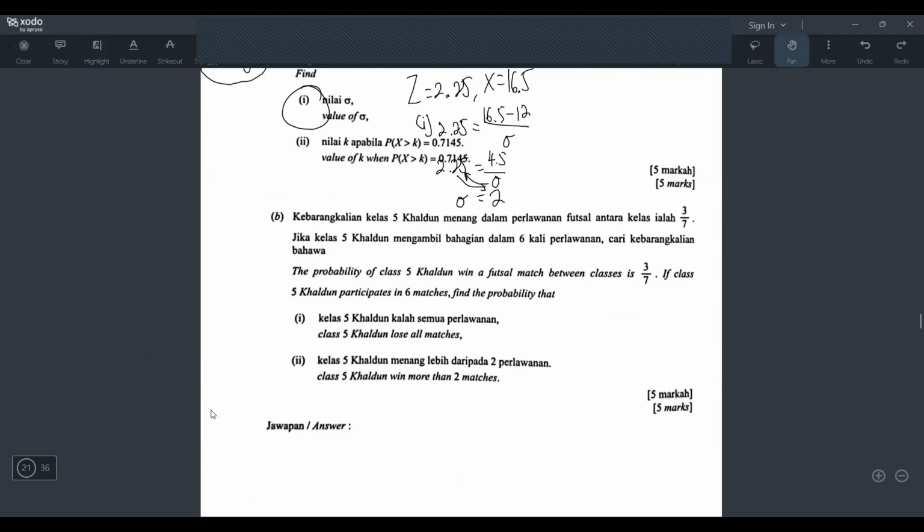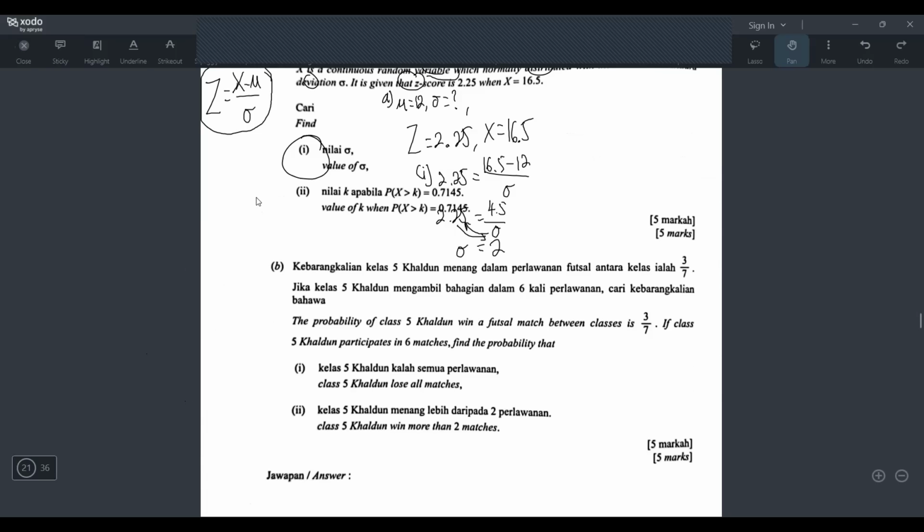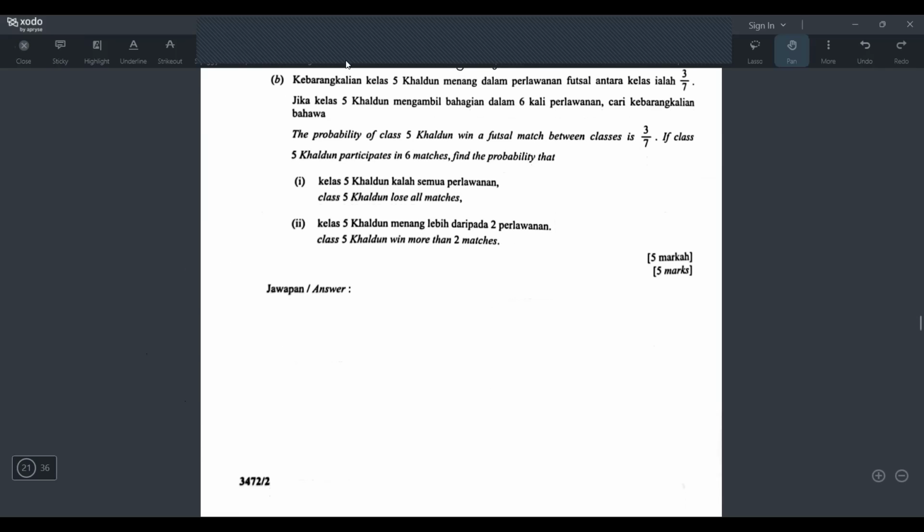Okay, now we can do B question. Okay, soalan A is normal distribution, so soalan B very high chance is binomial distribution already. Okay, but we have to read the question to know for sure. Okay, the B question says the probability of class 5 Khaldun win a futsal match between class is 3 over 7. So 3 over 7 is a probability, but to be more specific is the probability of win a futsal match, right? Then what is the probability of this class losing? It will be 4 over 7, right?